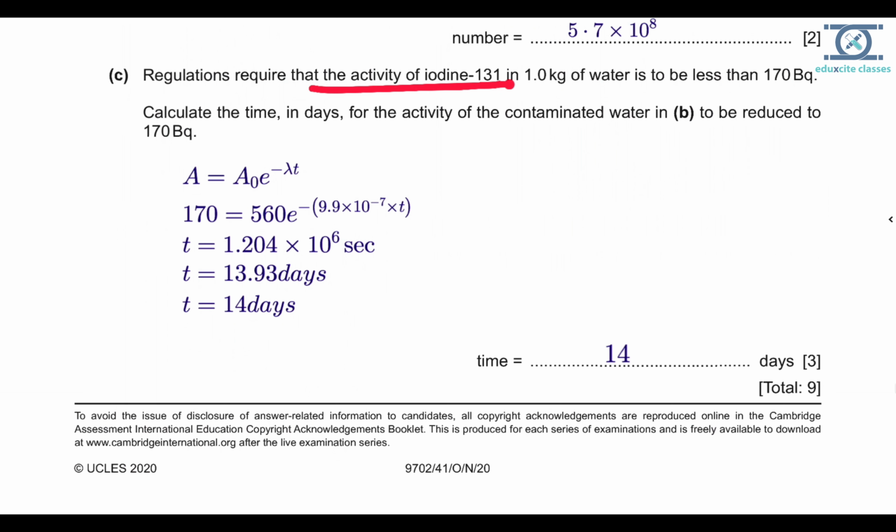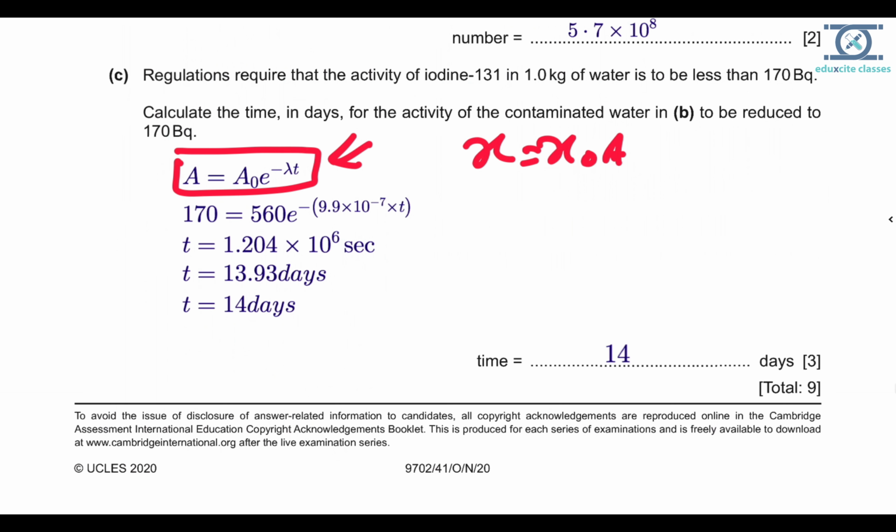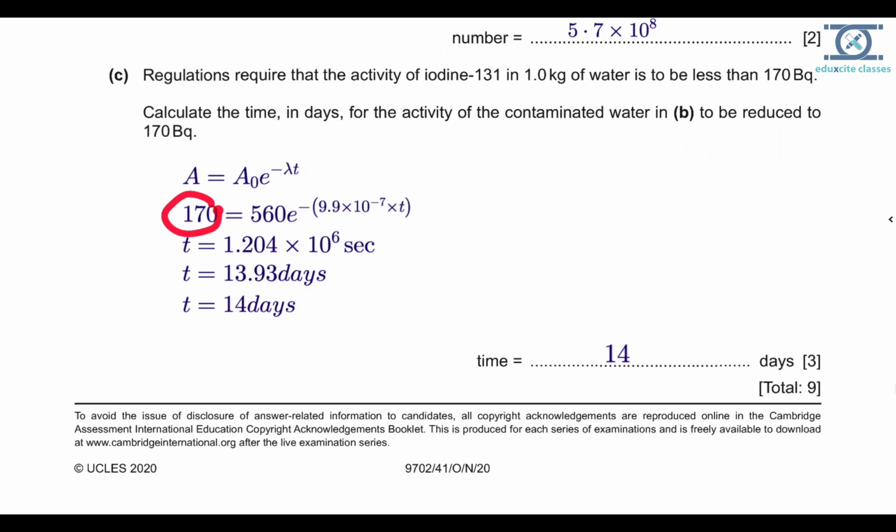The activity of iodine 131 in 1 kg of water is to be less than 170 becquerel. Calculate the time in days for the activity of the contaminated water in B to be reduced to 170 becquerel. Using the formula already given in your formula sheet, x equals x naught e raised to power minus lambda t. The activity we need is 170, the initial is 560. Putting in the values for calculating t, you will get 1.204 into 10 raised to power 6 seconds. Converting into days, that is 13.93. Rounding off, that is 14 days.